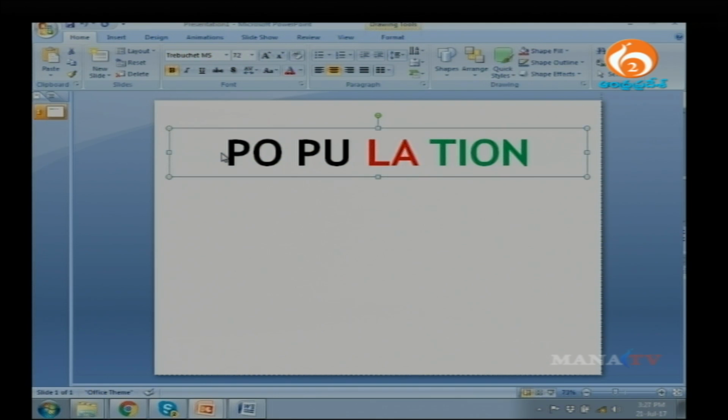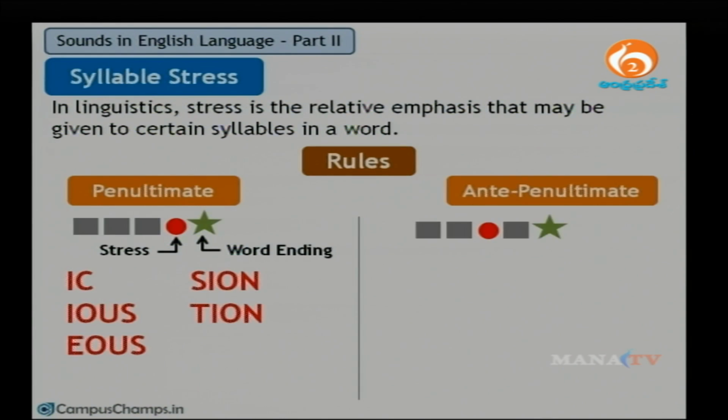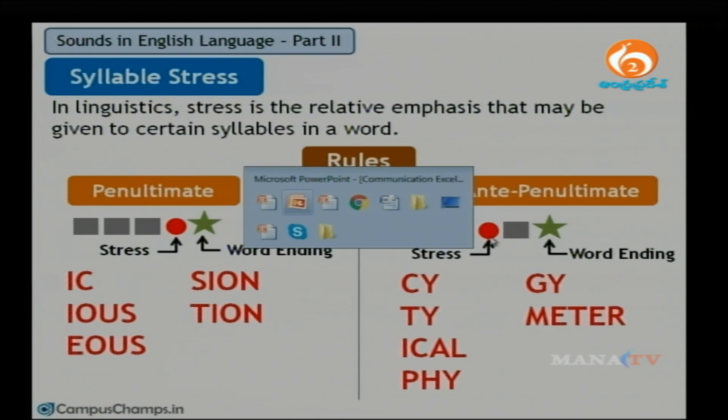All right. Now moving on to the next rule, which says anti-penultimate. Anti-penultimate means in the penultimate rule, I had the second last syllable which had the stress. In anti-penultimate, I will have the third last which will have the stress. And these are the word endings: CY, TY, ICAL, PHY, GY, METER. So let's take examples on these as well.